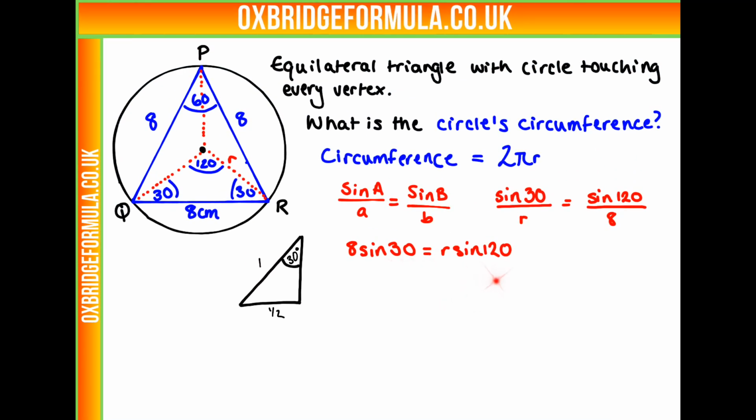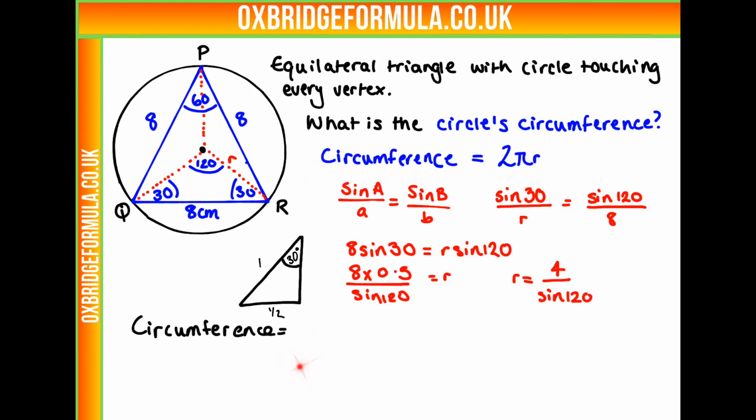We can use this to keep solving our equation. We're going to have 8 times a half divided by sine of 120 is r, or r equals 4 over sine 120. So now we have our radius value, we can just plug that into our circumference. So that's going to be 2 times pi times 4 over sine 120, or 8 pi over sine 120. Now, this is a correct answer, but it doesn't look like one we have on our answer sheet. So let's try and convert this into something that looks right. So what can we do with that?